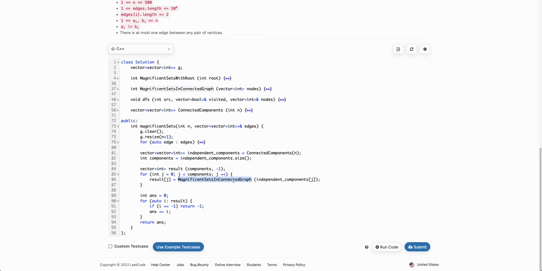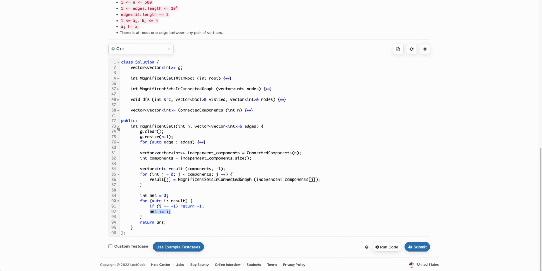Now remember that this component is a valid connected graph, and we know how to solve that. So we just solve that independently, and finally we store the result of every such component in a results array, and we see if any of them is -1, we return -1. Otherwise, we will just sum everything up and return the answer.